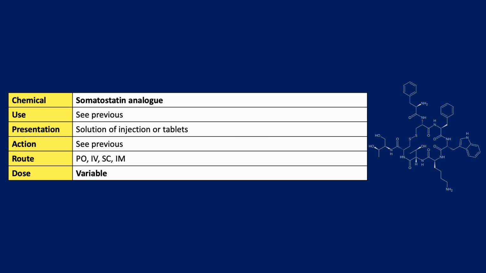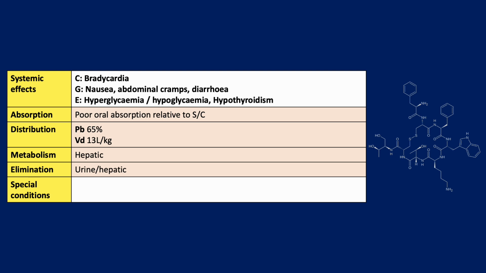Now let's discuss the key pharmacological properties of octreotide. As we've discussed, it's a somatostatin analogue, has a range of uses, and can be presented as a solution for injection or tablets. It can be given via oral route, IV, subcut, or IM. The dosing is variable and should be discussed with a pharmacist. The systemic effects are broad and can lead to bradycardia, nausea, abdominal cramps, diarrhea, hypoglycemia, hyperglycemia, and hypothyroidism.